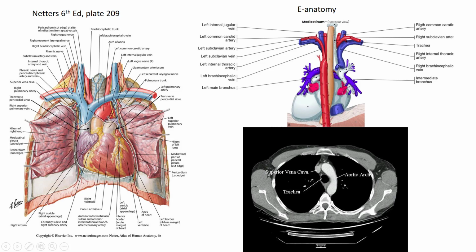And then you have the left and right pulmonary arteries here in the blue. This picture here on the left is from Netter's, and Netter's has pulled away the lungs so that you're able to see the heart and the great vessels more clearly. It's just another example of the relationship between the aortic arch here in red and the pulmonary trunk, and how the pulmonary trunk bifurcates into the left and right pulmonary arteries just inferior to the aortic arch.